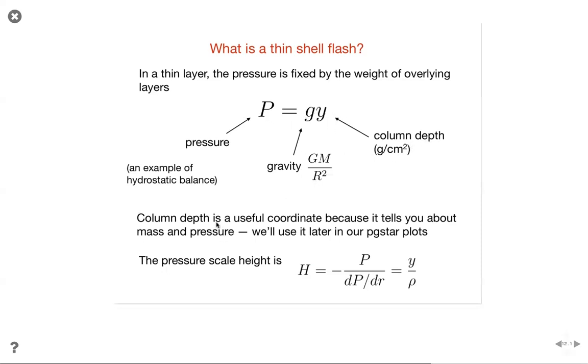Okay, so column depth is a useful coordinate because it tells us about both mass and pressure. So therefore, it's often used in simulations like this. And this is the pressure scale height, okay, which can also be expressed via the column depth. It's column depth divided by the mass density, okay.